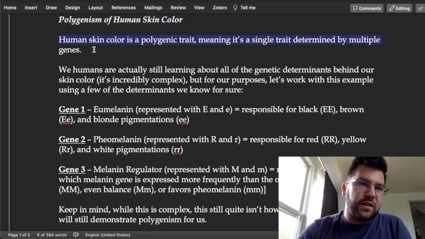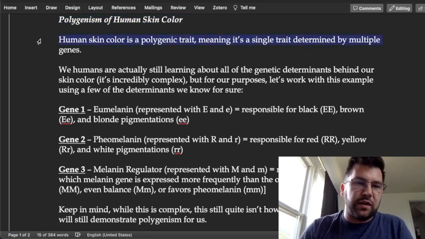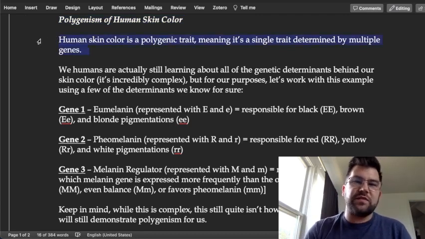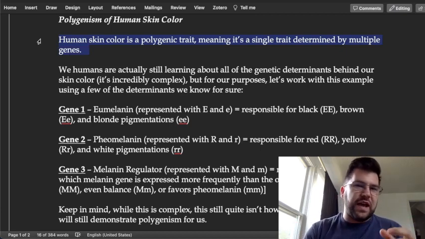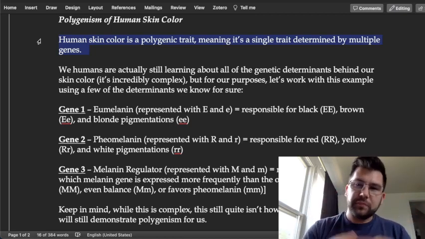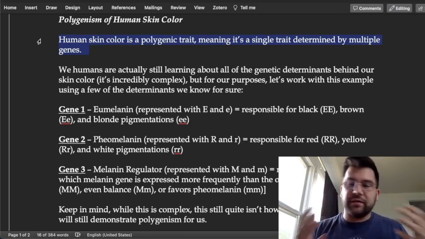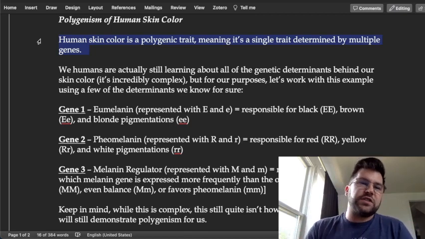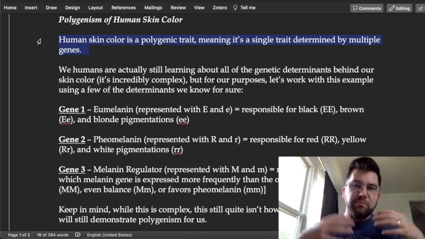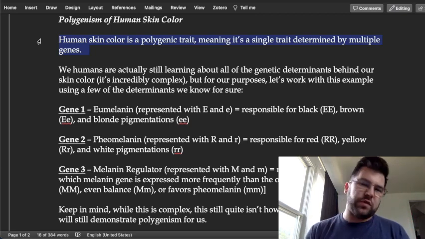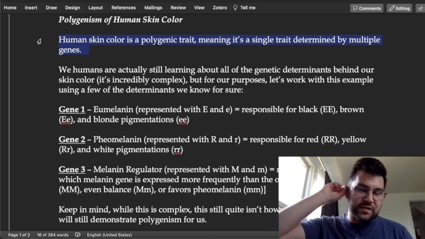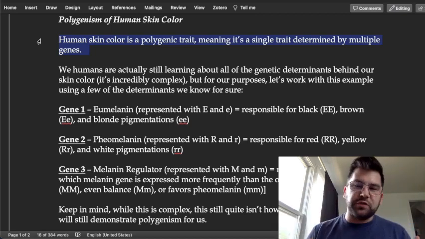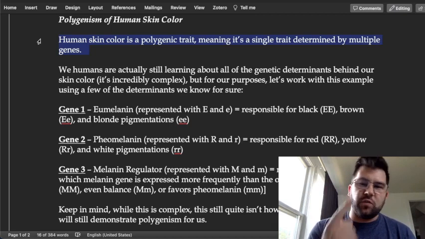So to begin here, what does it mean to be a polygenic trait? What does polygenism even mean? Well, contrary to Mendelian genetics, what Mendel thought was that for every one trait, there's one gene, right? One gene equals one trait. In this case, we're still looking at one trait, the color of the skin. But now it's being determined by multiple genes. We know there's more than one gene at play. So polygenic traits just means there are multiple genes determining our one trait.